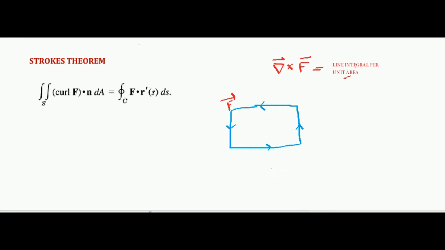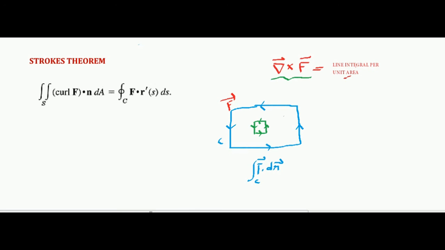Now given F is a rotating force and this is my rectangular curve C, then I can easily calculate a quantity called F dot dr over this curve C. But it is given that del cross F is your line integral per unit area. So if I take a unit area here, then del cross F is the line integral around this particular curve that encloses the unit area.